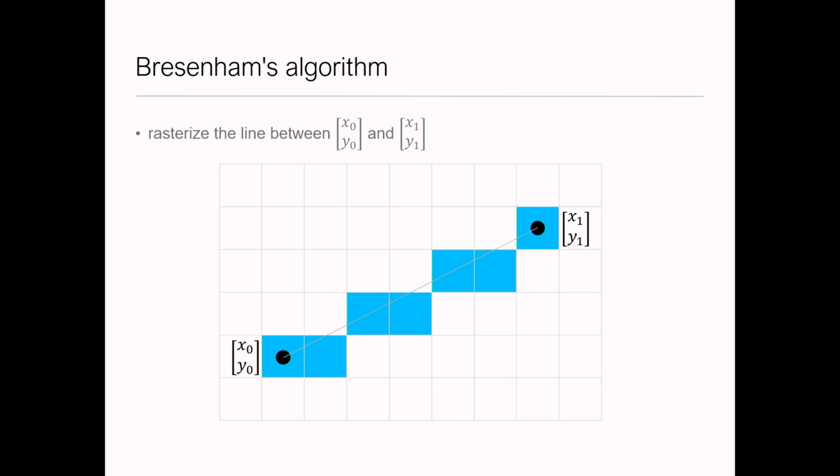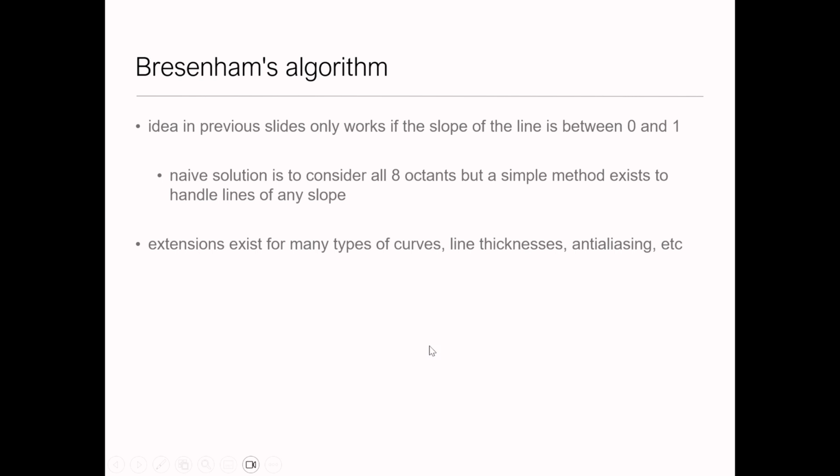And so it turns out that there are 8 separate cases for what exactly you need to do. In other words, you need to handle, oh, I erased the picture. So you need to consider lines whose slopes fall into the 8 different octants. But it turns out there's an easy way to handle lines of any slope. And the algorithm, if you want to look at it, is in the Wikipedia article that I linked.